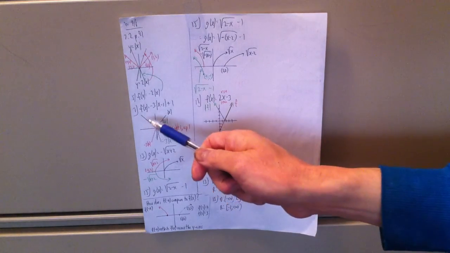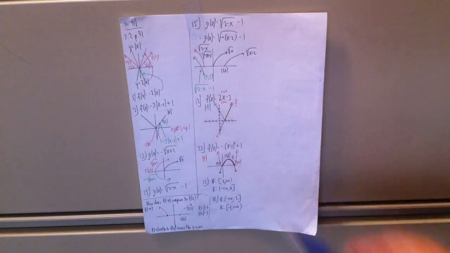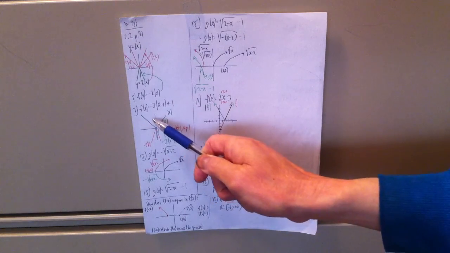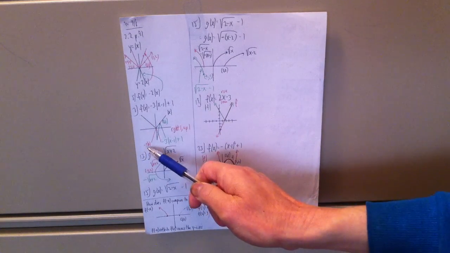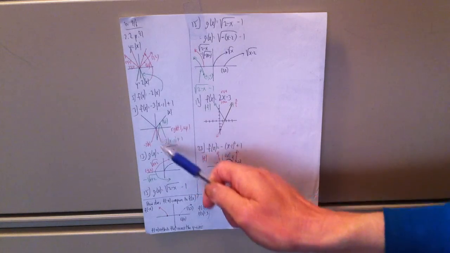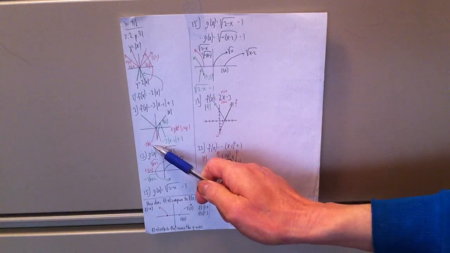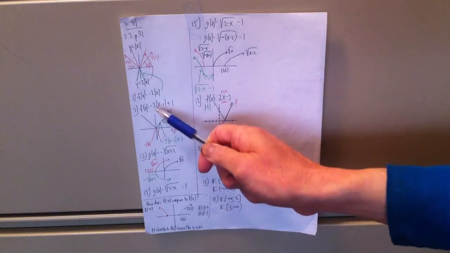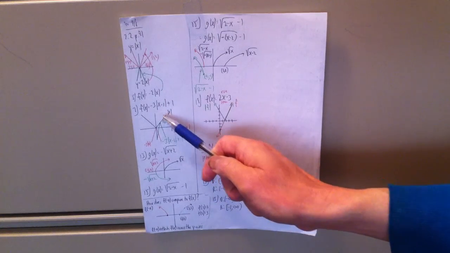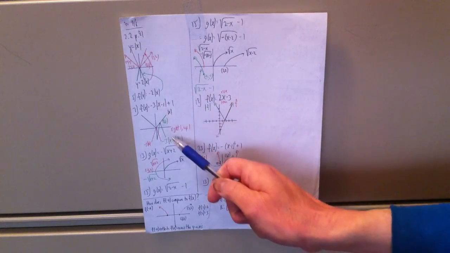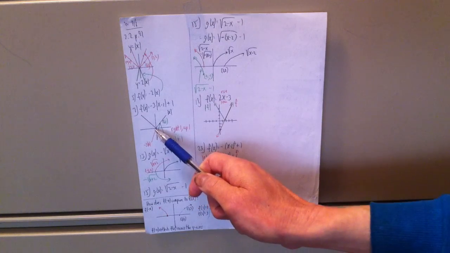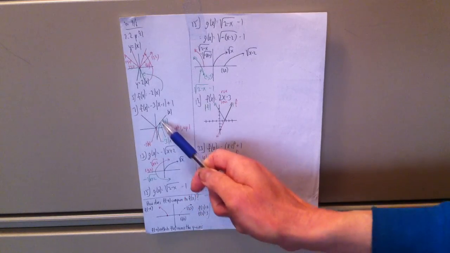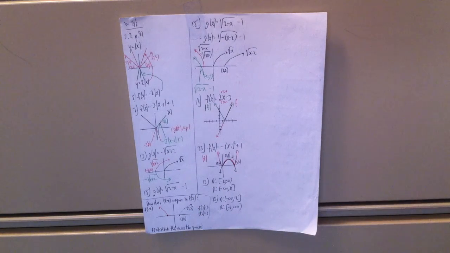Number 7, f of x is negative 3 absolute value of x minus 1, plus 1. So here's my regular absolute value of x shape. If I put a negative 3 in front of it, negative 3 absolute value of x, it makes it go down and it's sharper. So if you see the original V, this one is steeper, and it's going down. And then the x minus 1 moves it 1 to the right and the plus 1 moves it 1 up. So the vertex used to be at 0, 0. It's now 1, 1. So I have this shape here, which is the same shape as this, only moved over 1 to the right and 1 up.